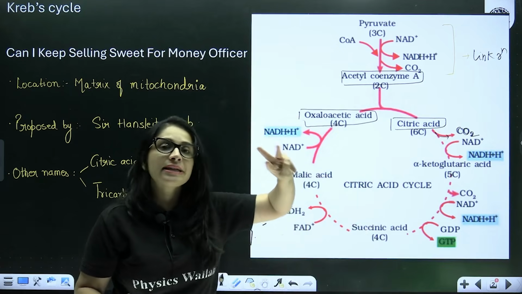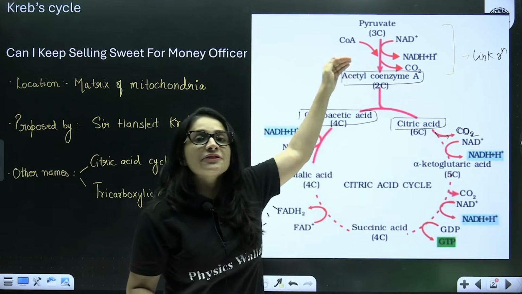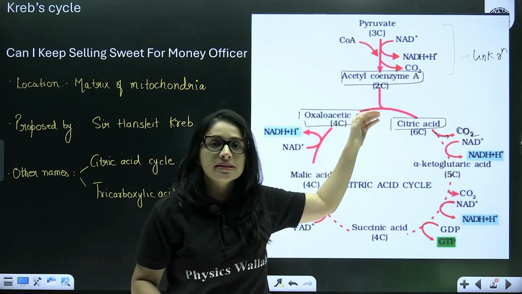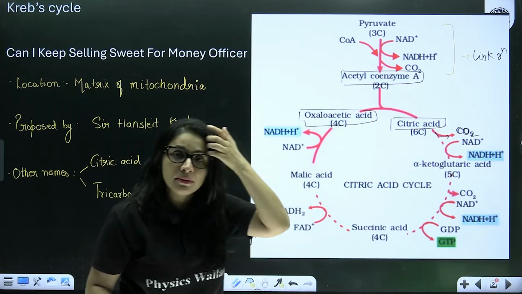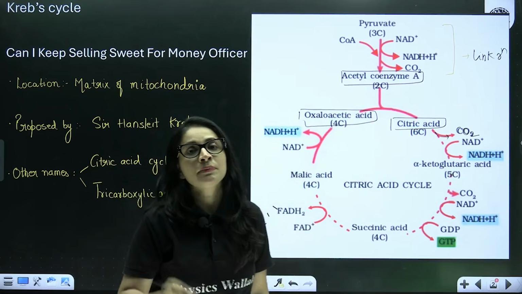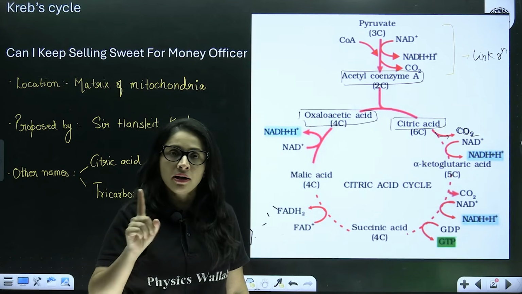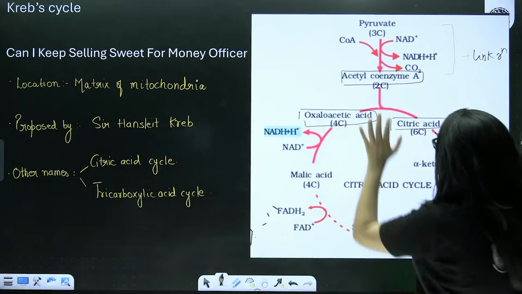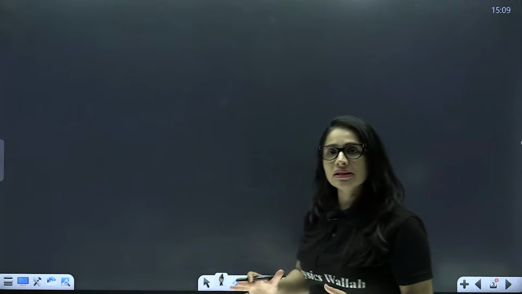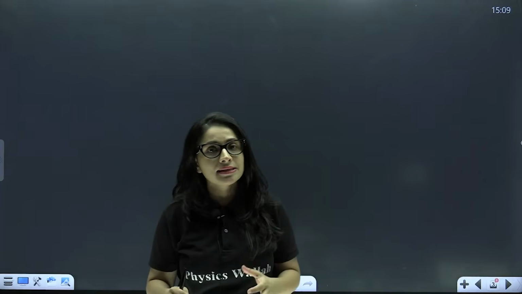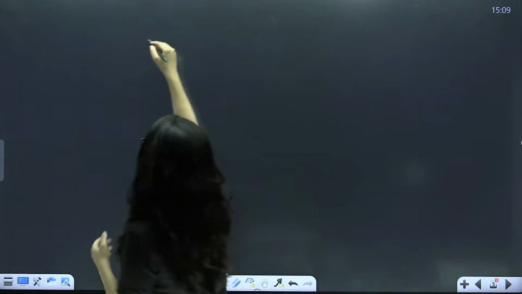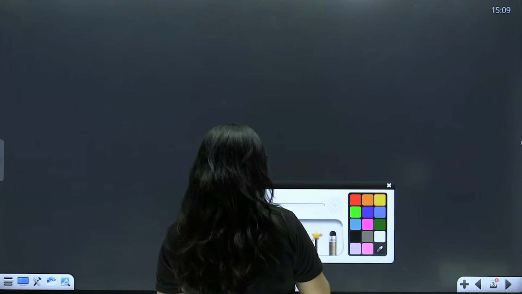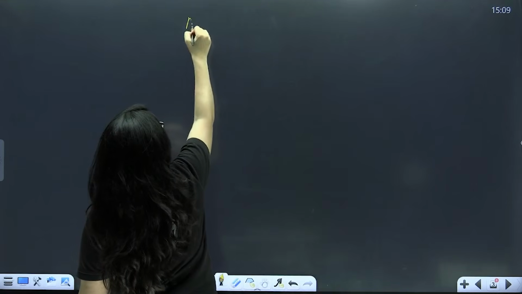So after these 3 steps, pyruvic acid is finally converted into acetyl coenzyme A. This whole step of link reaction, remember students, is catalyzed by the enzyme pyruvate dehydrogenase. Okay, now you have obtained acetyl coenzyme A. Now it's time to learn how this acetyl coenzyme A gets completely oxidized to release CO2. So now I am going to start from acetyl coenzyme A because link reaction we have already discussed.